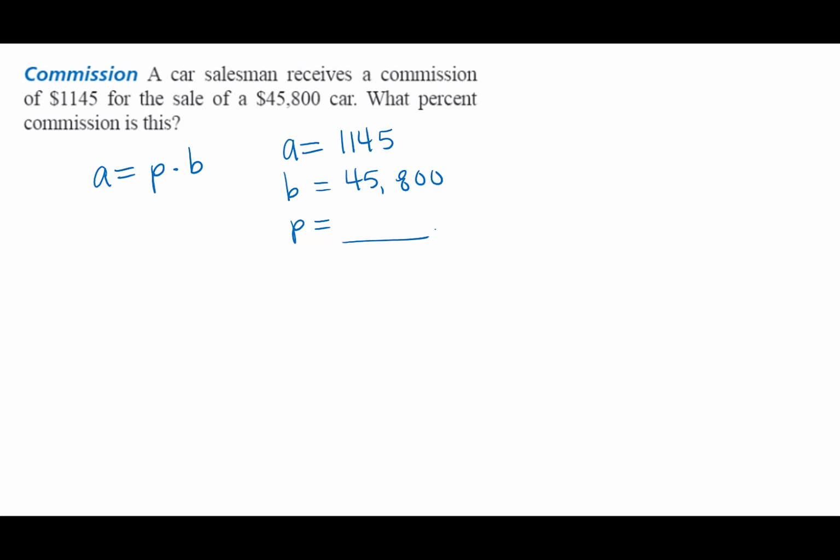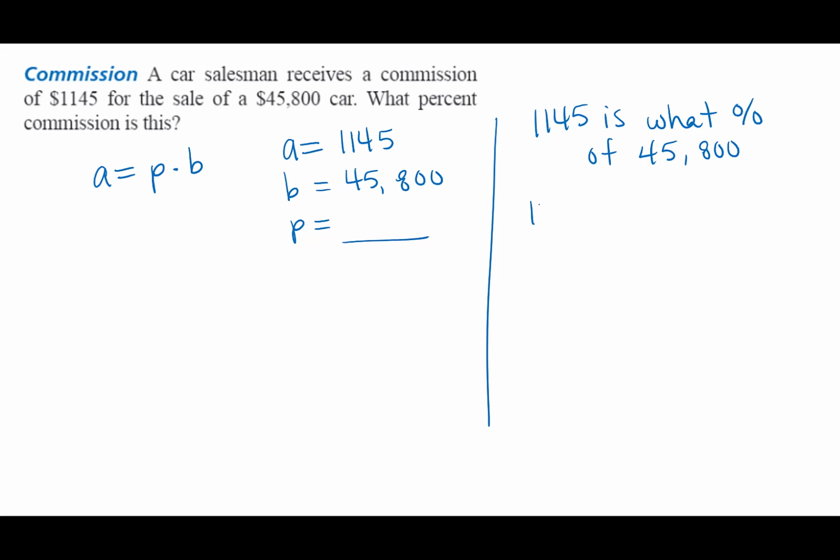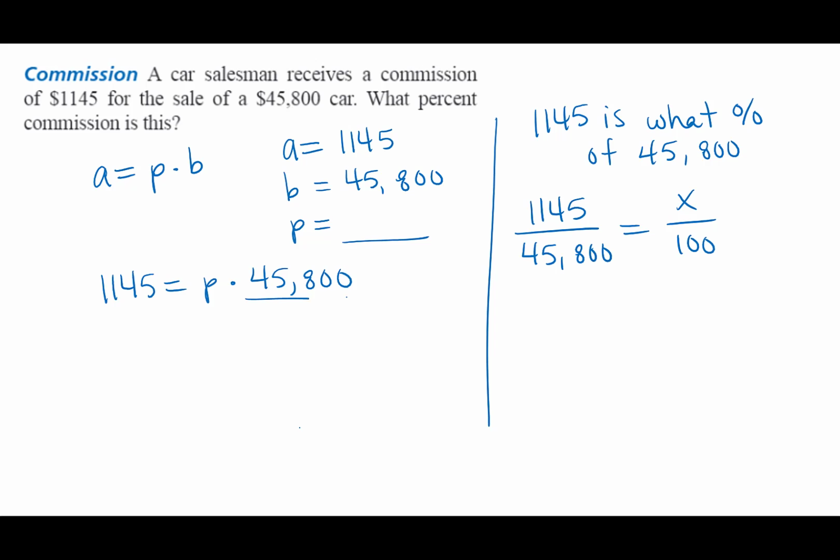What percent commission is this? The other method, we could say 1145 is what percent of 45,800. And then you can see that you can quickly set up your is over of fraction equals x over 100 and then cross multiply. Okay, I'm sorry I keep switching back and forth. I just want you to know that both of these methods can be used to work the exact same problem. So back to the percent equation, this would be 1145 equals P times 45,800. We'll divide both sides by that 45,800.